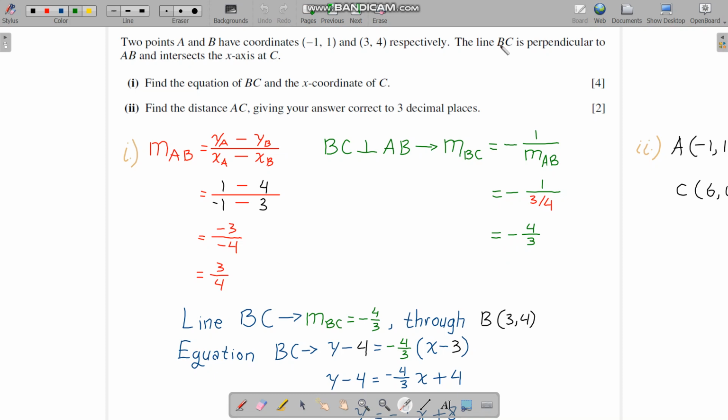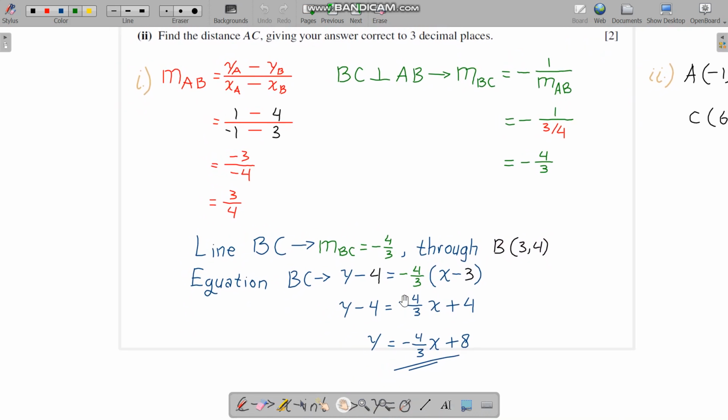Because this is BC, the line is passing through the point B, so we have the gradient and it's passing through the point B. We know the point B, so we use the y minus y1 formula here. We get this equation. This is the equation of BC using the y minus y1 formula.